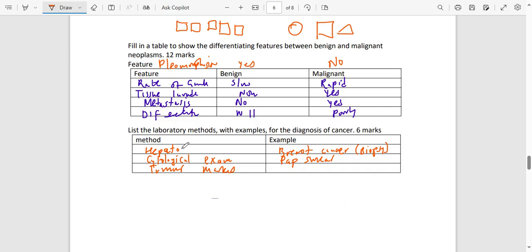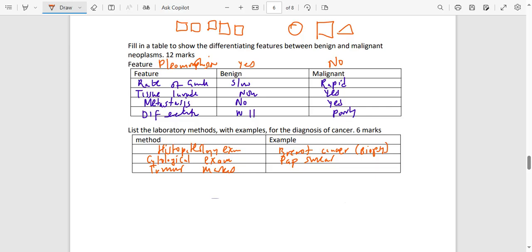Actually, molecular is another method. So we have got histopathological, the histology. That's where we can get a biopsy and look at it in a microscope. Histopathological exam. And then we have got the cytological exam, where we're getting a pap smear, for example for cervical cancer. You know how we get a pap smear and then we use the microscope.